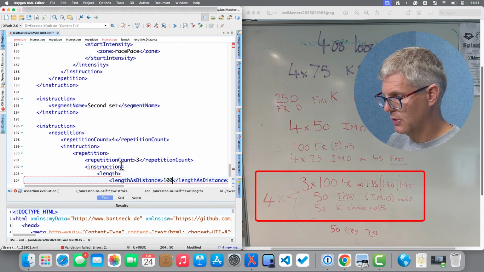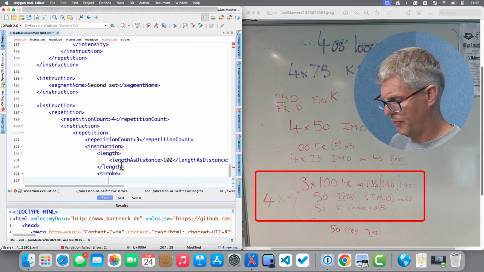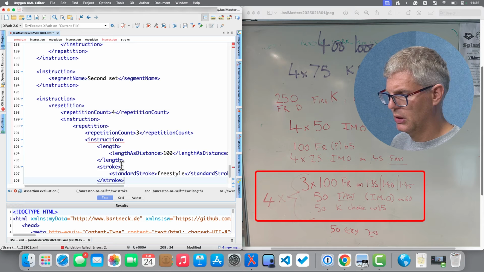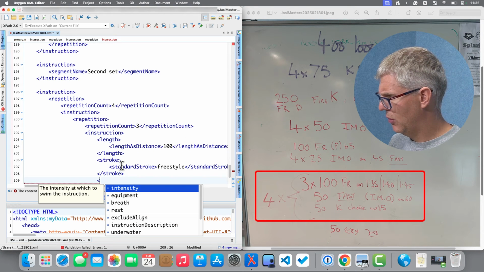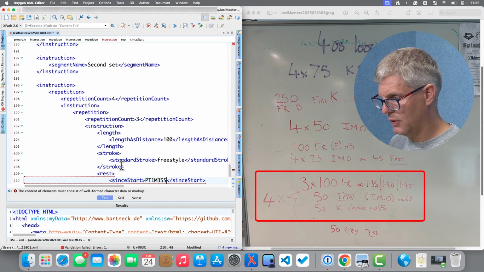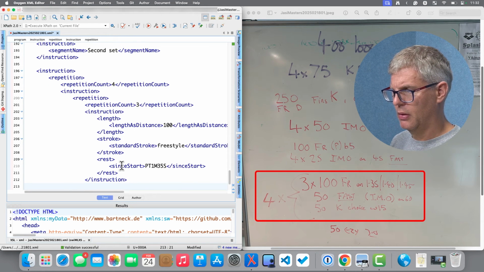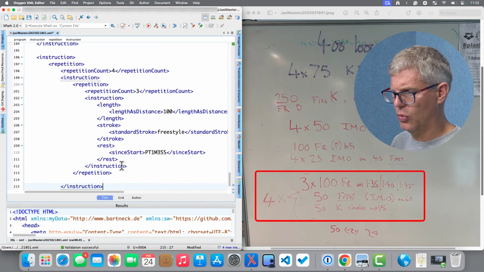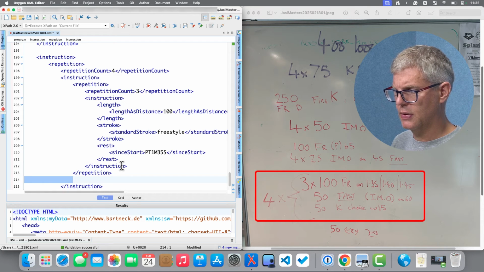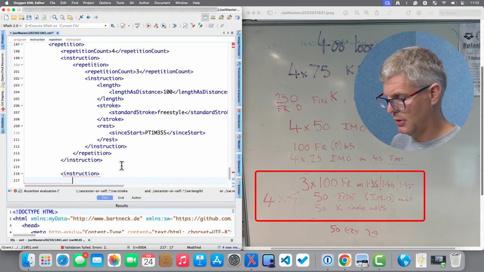Length as a distance, 100. Stroke is freestyle. And we have a rest period. Since start, PT 1 minute, 35 seconds. Right. So that is the first instruction. And now we go to 50 fast.